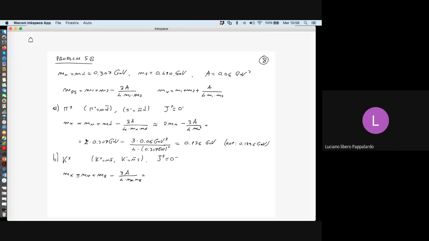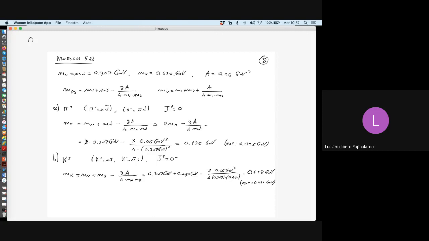So you now substitute the values. 0.307 GeV plus 0.490 GeV minus 3 times 0.06 GeV cubed. Then we have now the mass of the up quark and the mass of the strange quark in GeV. And the result is 0.498 GeV, to be compared with the experimental value of 0.494 GeV. Again, a surprisingly good agreement.